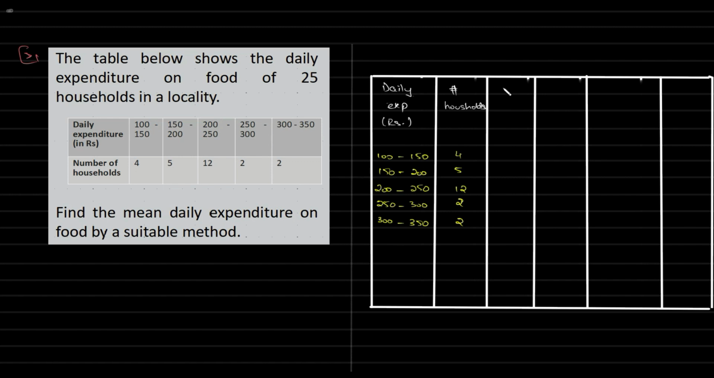So let's begin with finding the class mark. So what is the class mark? The first class mark is 125. That's the sum of the upper limit plus the lower limit divided by 2. Is the class size fixed? 50, 50, 50, 50, yes. So I can just add 50 to all of this and we have this new table.